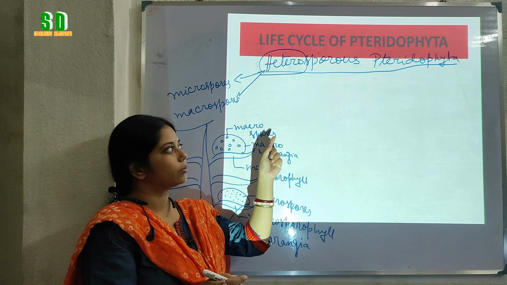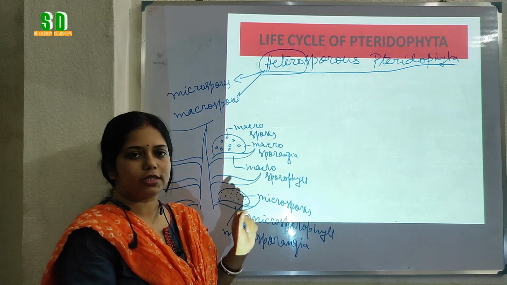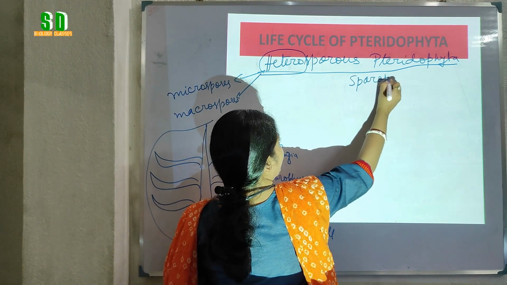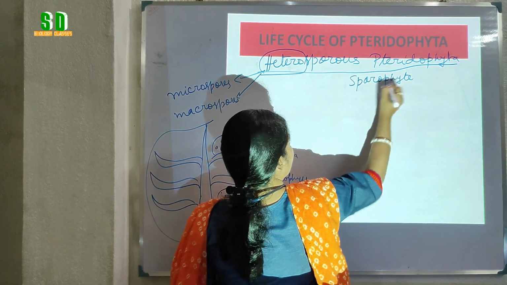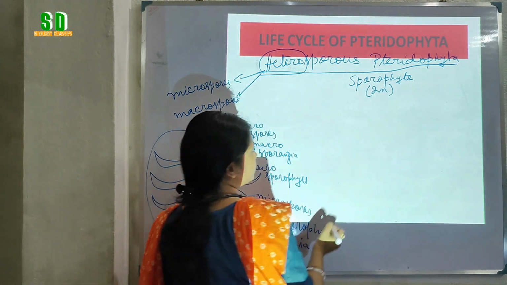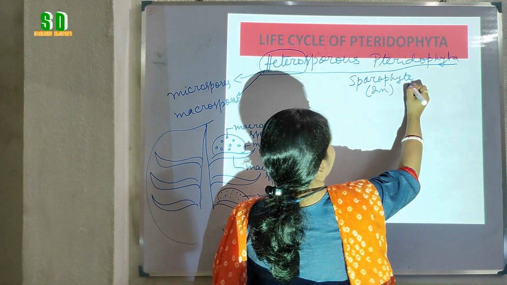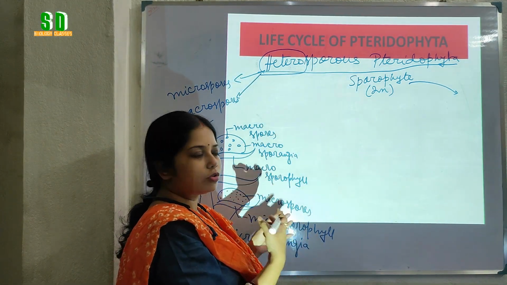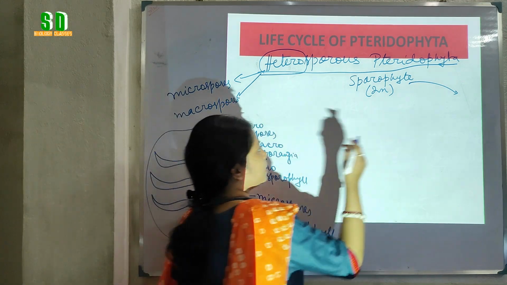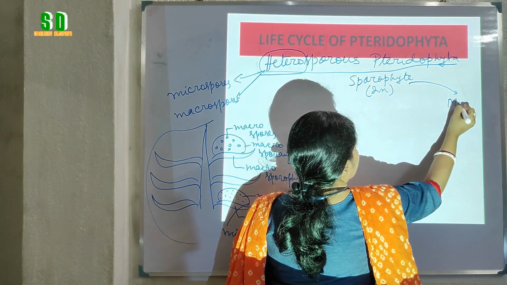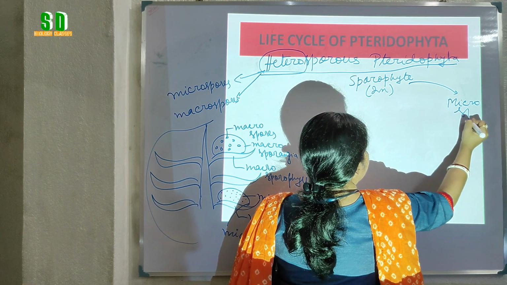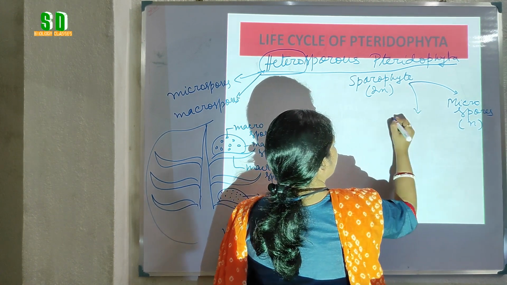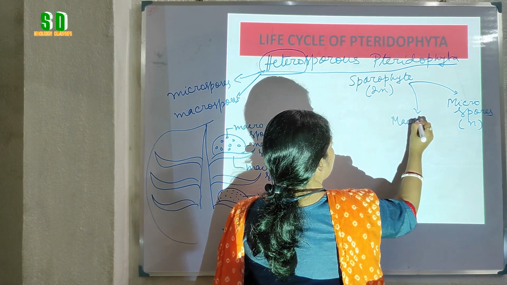Now we will discuss the life cycle of the heterosporous pteridophyta. So here also the main plant body is the sporophytic plant body having 2n number of chromosomes. They can produce two different types of spores. Simply by the process of meiosis cell division, two different types of spores are produced: the microspores, as well as the macrospores or the megaspores.